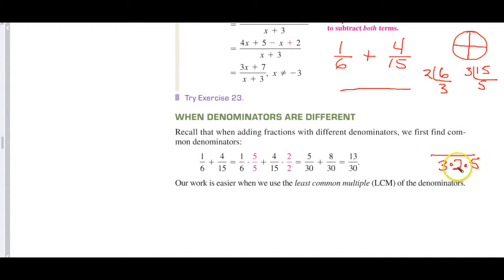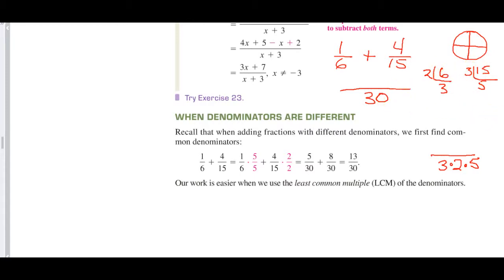So 3 times 2 is 6. 6 times 5 is 30. So that's our least common denominator. And this was the technique of getting there. And again, that was covered a long time ago, and you may have forgotten.